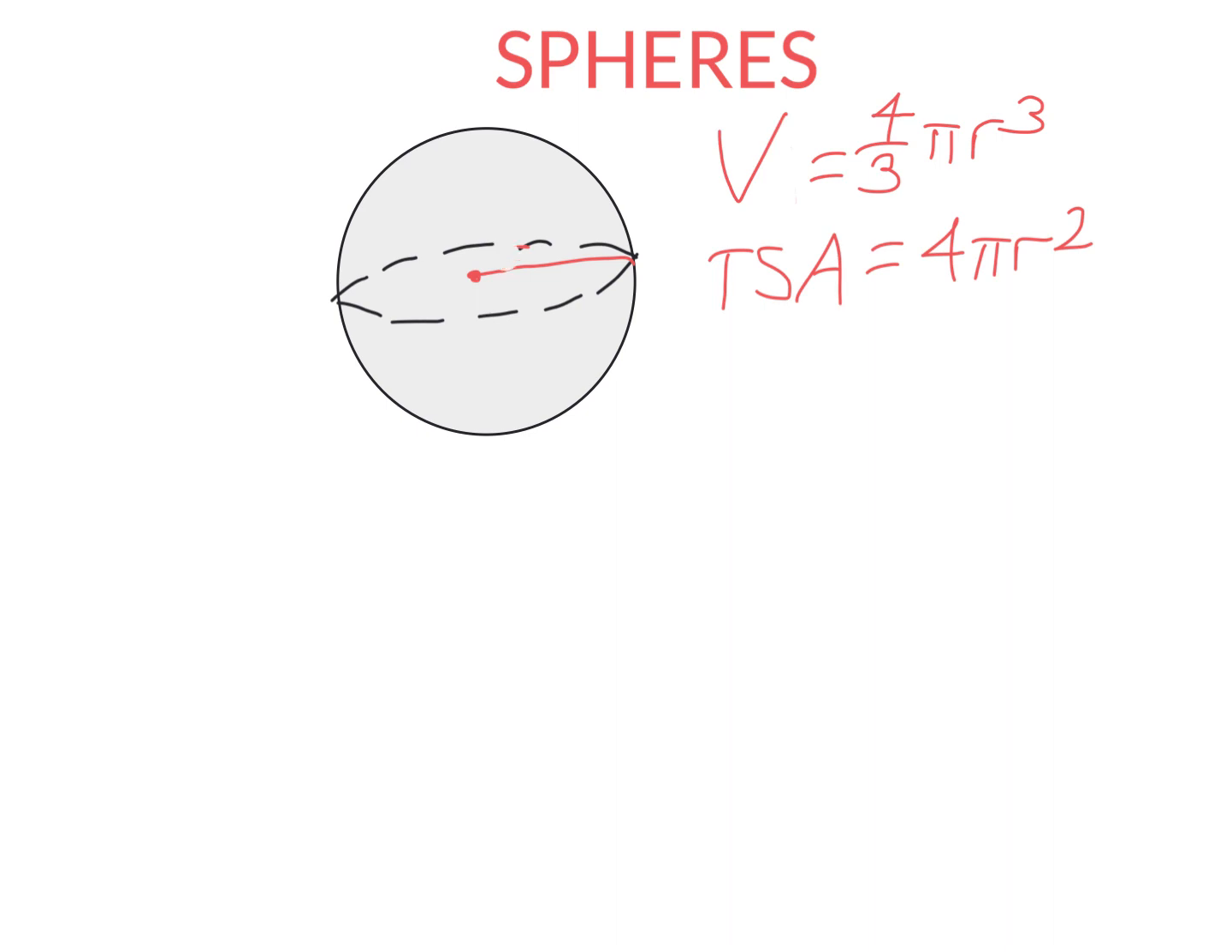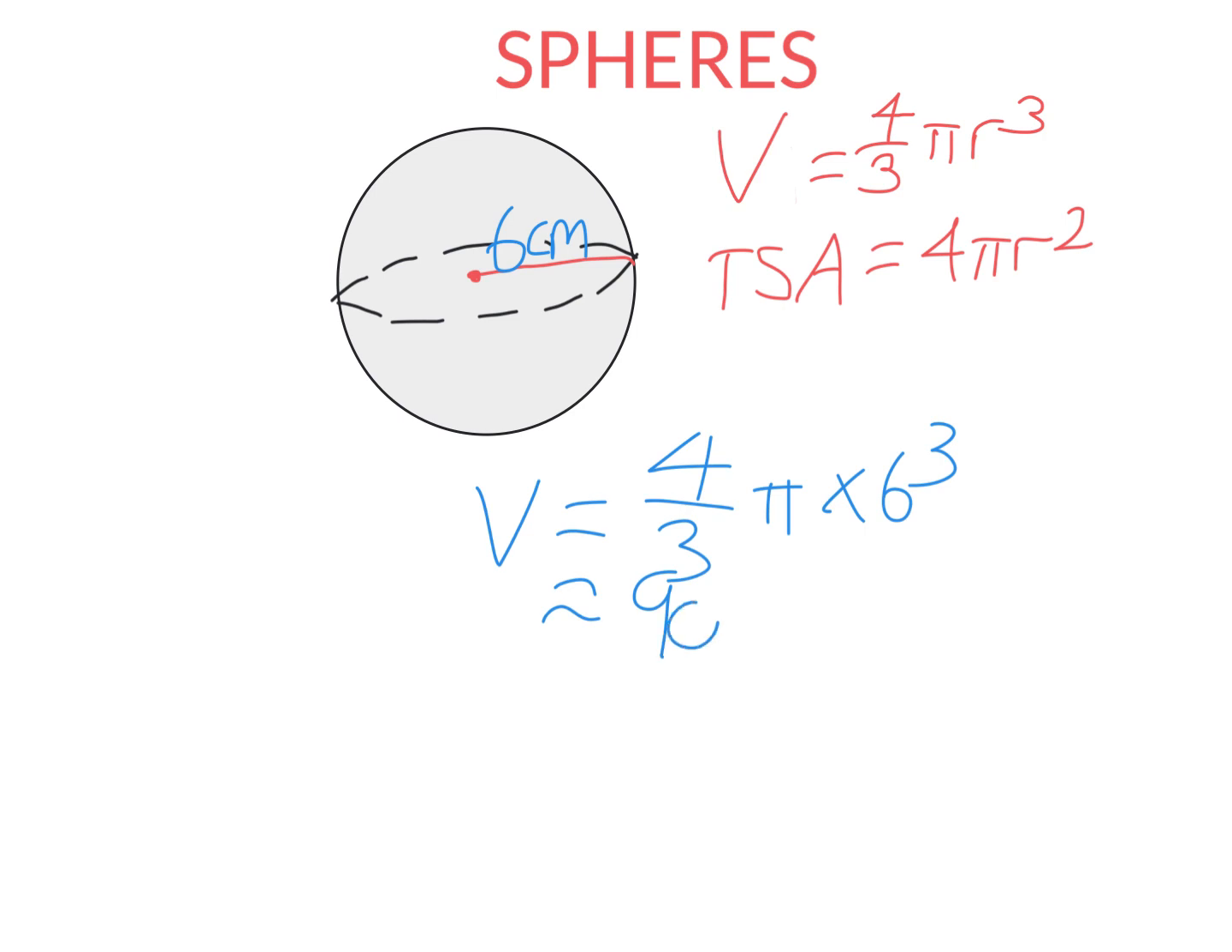So let's say you have a sphere and its radius is 6 centimeters. Then its volume is 4 over 3 times pi times radius cubed. So putting that on our calculator, we get about 904.8, and remember volume is in cubic units, so it'll be centimeters cubed. So that's about 905 mils, which is just under a litre.